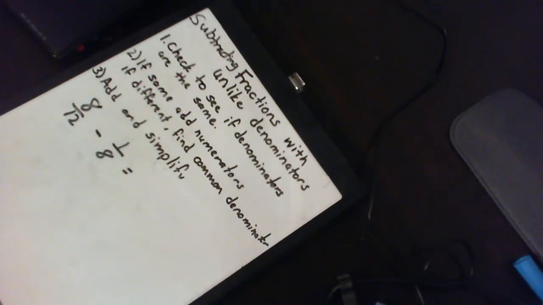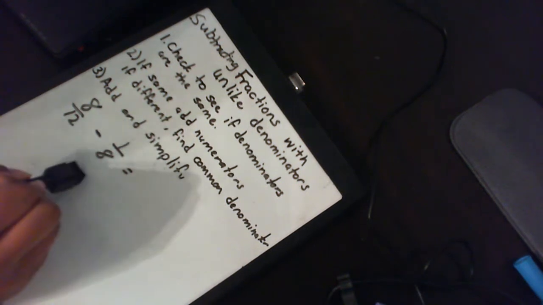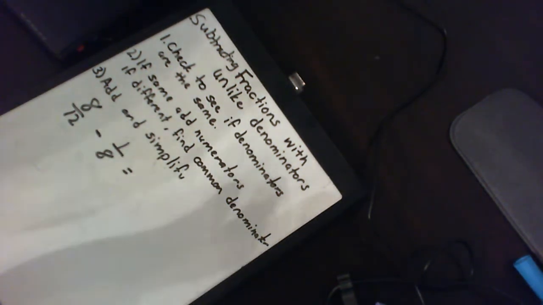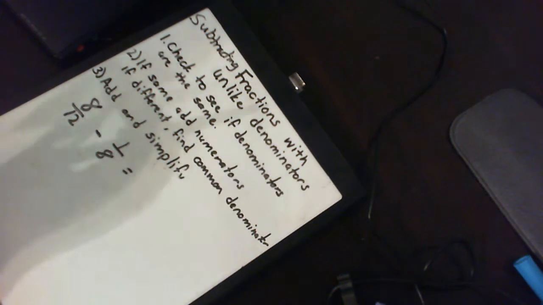Our second skill this week was subtracting fractions with unlike denominators. And the steps are the same as for when we were doing addition, except there's a subtraction sign in the middle. So we're going to check out the denominators on the bottom, which are 12 and 8, and they're not the same. So if they're not the same, we're going to find a common denominator.